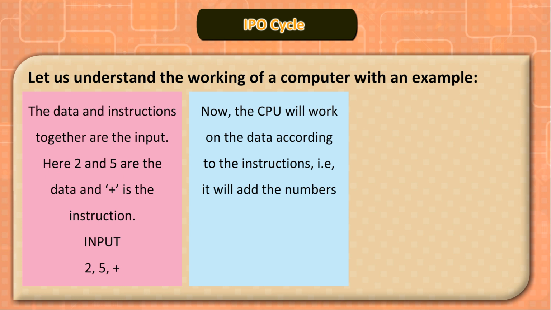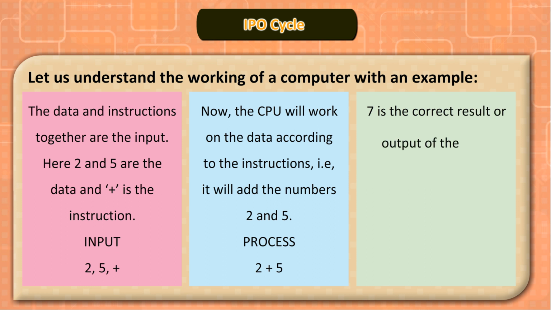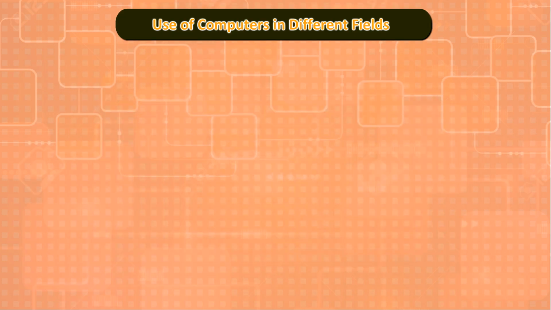Now, the CPU will work on the data according to the instructions, i.e., it will add the numbers 2 and 5. Process: 2 plus 5. 7 is the correct result or output of the sum. 2 plus 5 equals 7. Output: 7.